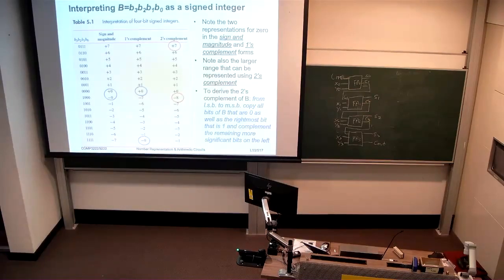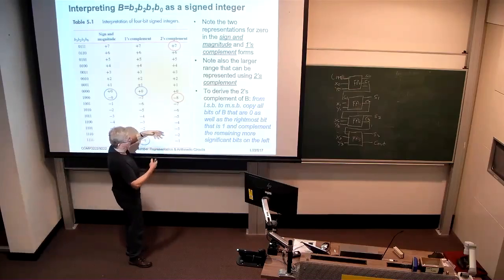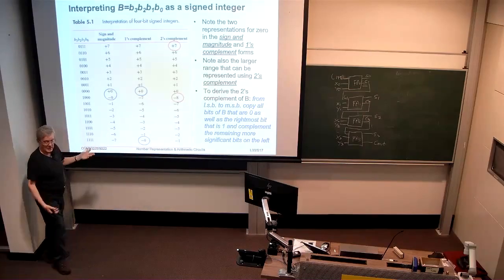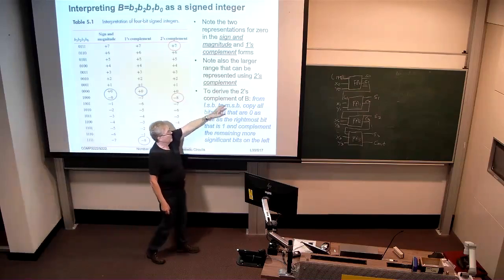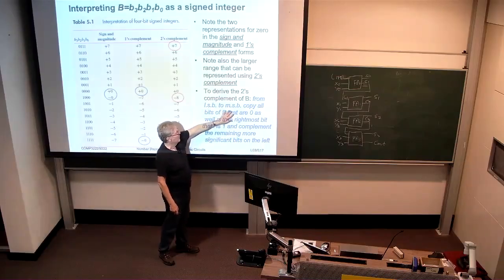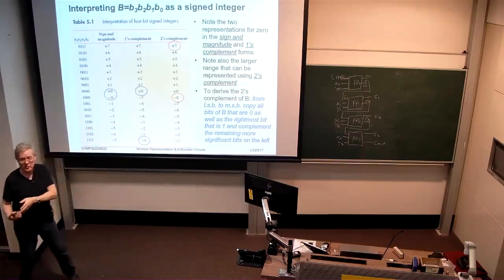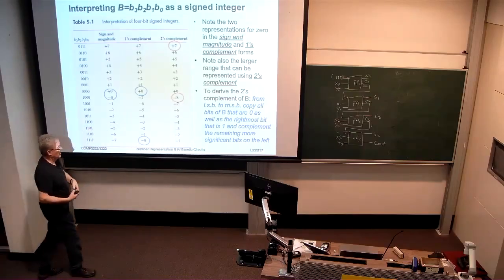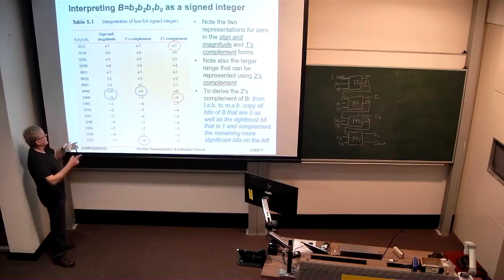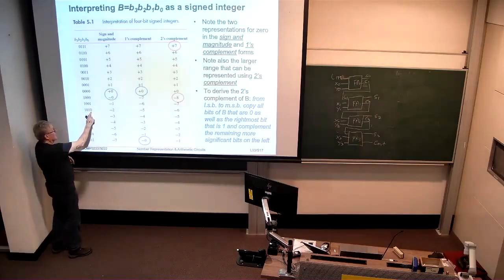Just as a quick algorithm for deriving the complement of a particular bit stream in 2's complement. So the algorithm is here in blue, from the least significant bit position to the most significant bit position. Copy all the bits of B that are 0 and the first 1, the rightmost one, and then complement all bits that are more significant than that first 1. So for argument's sake, let's take this bit stream here. This 0, leave it. This 1, leave it, and complement the other 2.